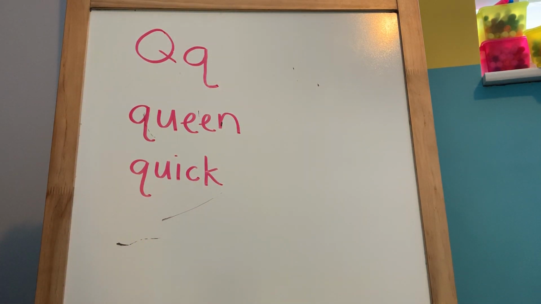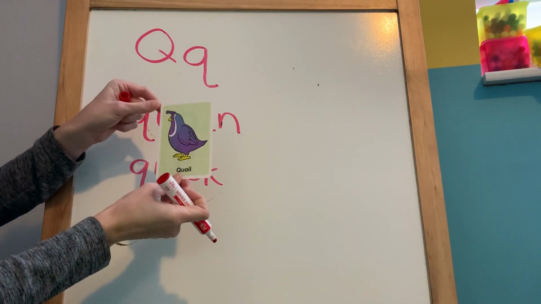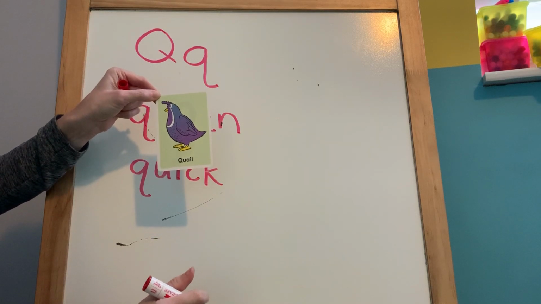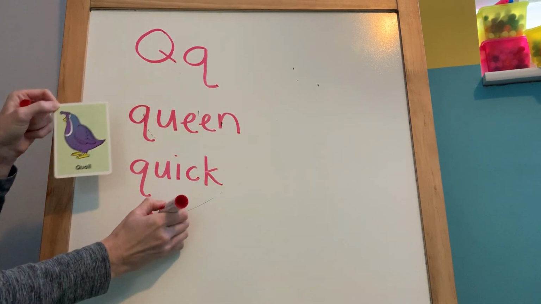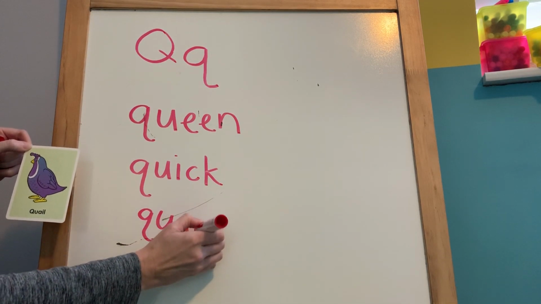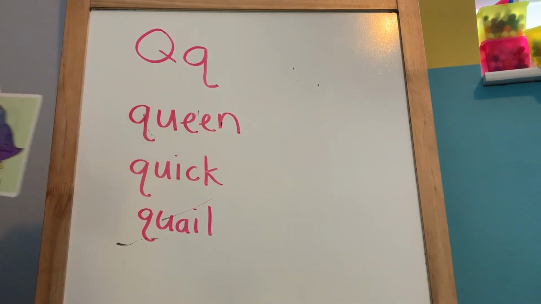And if we look on our flashcard that we have this week of our letter Q, on the back is this cute little bird, and he is called a quail. All right, so quail, k, k, quail.